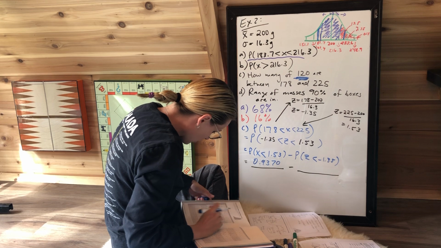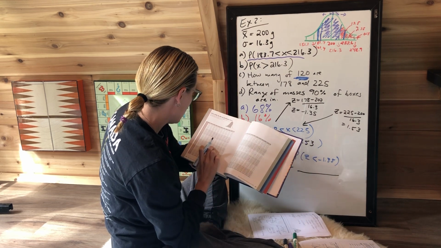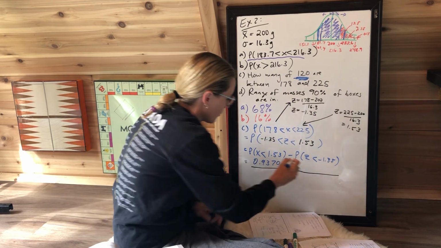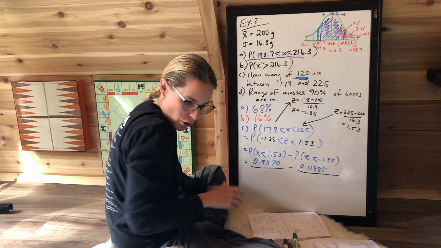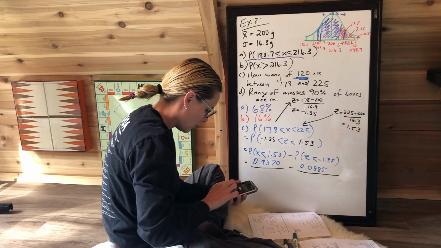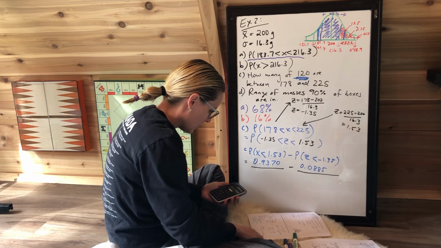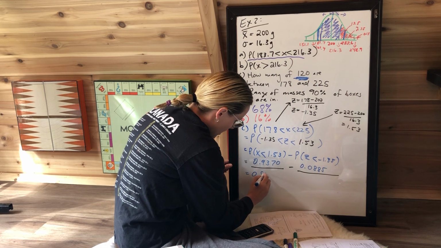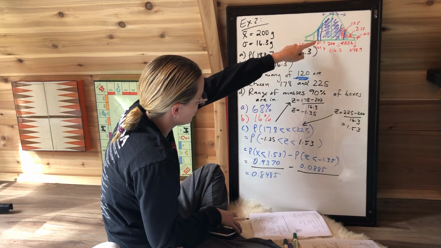And then -1.35, you go on to the left side, -1.35 is 0.0885. Okay, when you subtract those, 0.9370 minus 0.0885, you get that in total 84.85% of the data is in between.